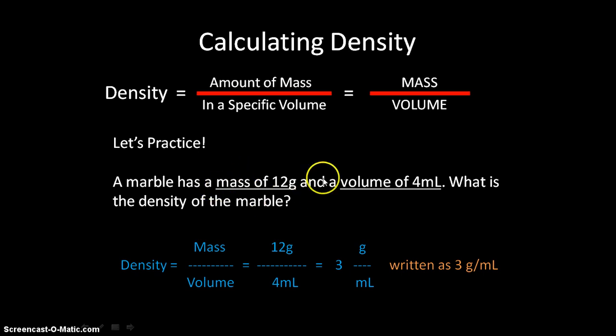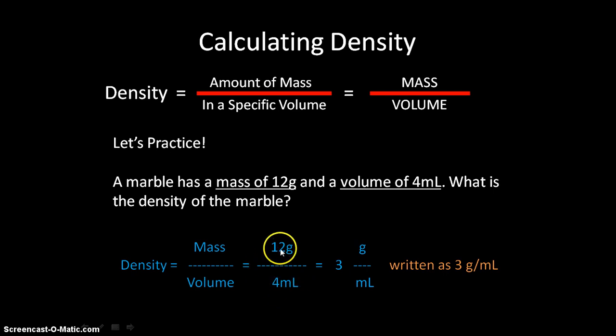And we can tell that our mass is 12 grams. We know that's definitely the mass because mass is measured in grams. We know we have a volume of 4 milliliters, and we know that's definitely the volume because volume is measured in milliliters. So to find the density, we need to do mass divided by volume, and the mass is 12 grams. The volume is 4 milliliters, so our next step, we'll replace mass and volume with the actual units of measurement.